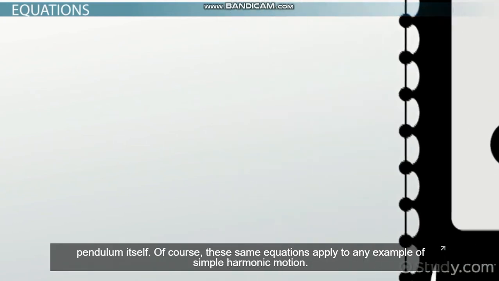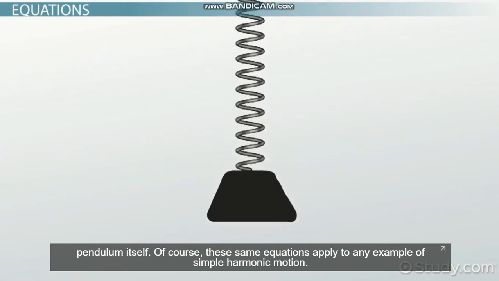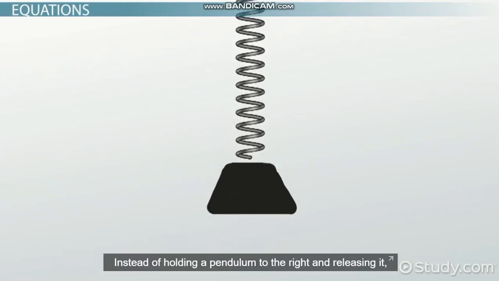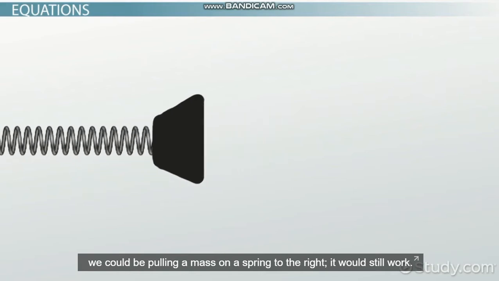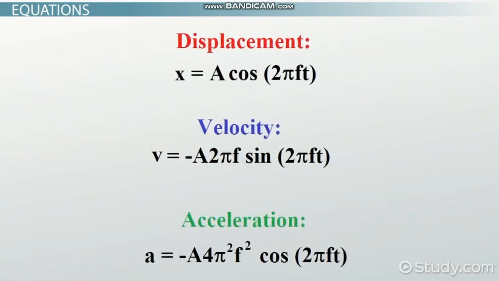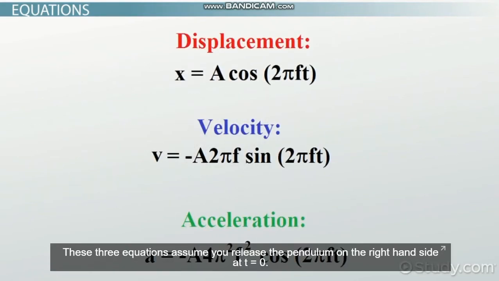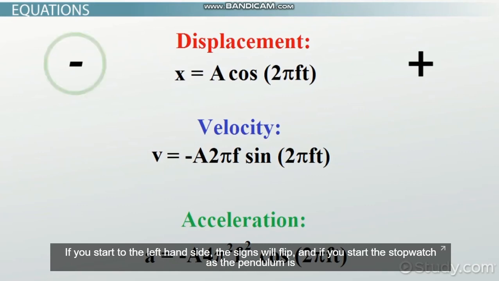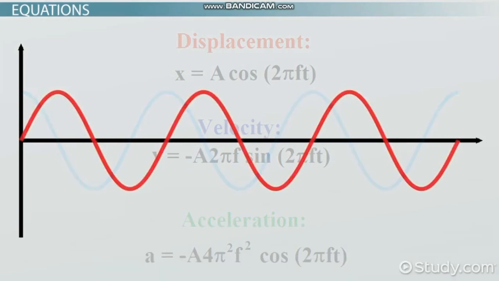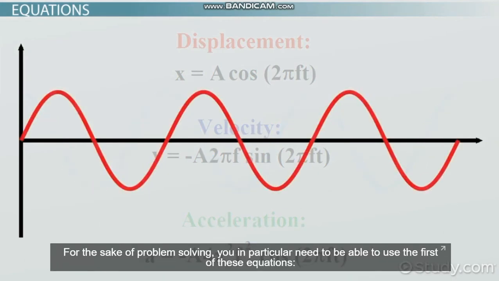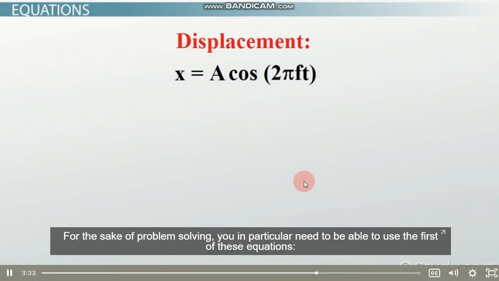Of course, these same equations apply to any example of simple harmonic motion. Instead of holding a pendulum to the right and releasing it, we could be pulling a mass on a spring to the right. It would still work. These three equations assume you release the pendulum on the right-hand side at t equals 0. If you start the pendulum to the left-hand side, the signs will flip. And if you start the stopwatch as the pendulum is speeding through the very middle, the sines and cosines will swap.